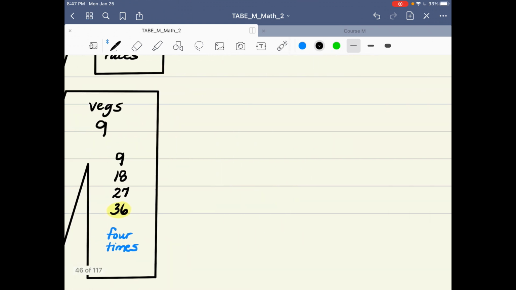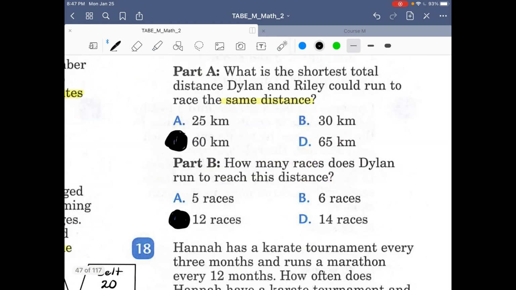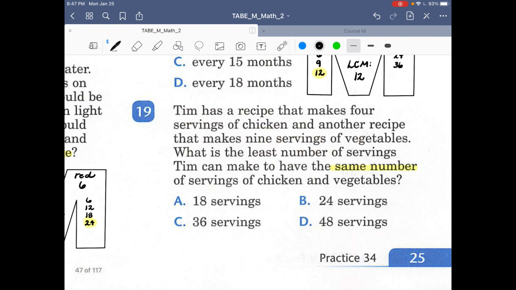But here's the answer to the question. Let's see what they're asking us. He would have to get 36 servings. That would be the answer we're looking for. So number 19 is C.